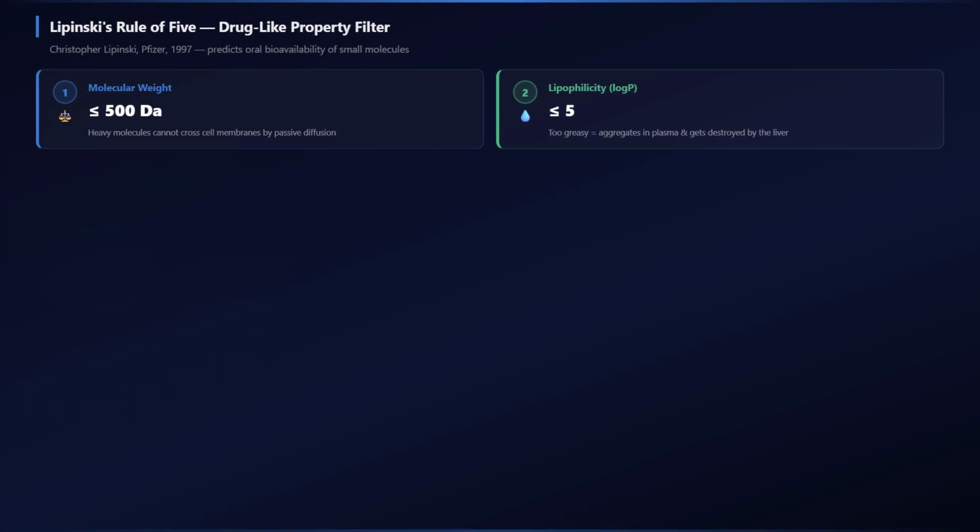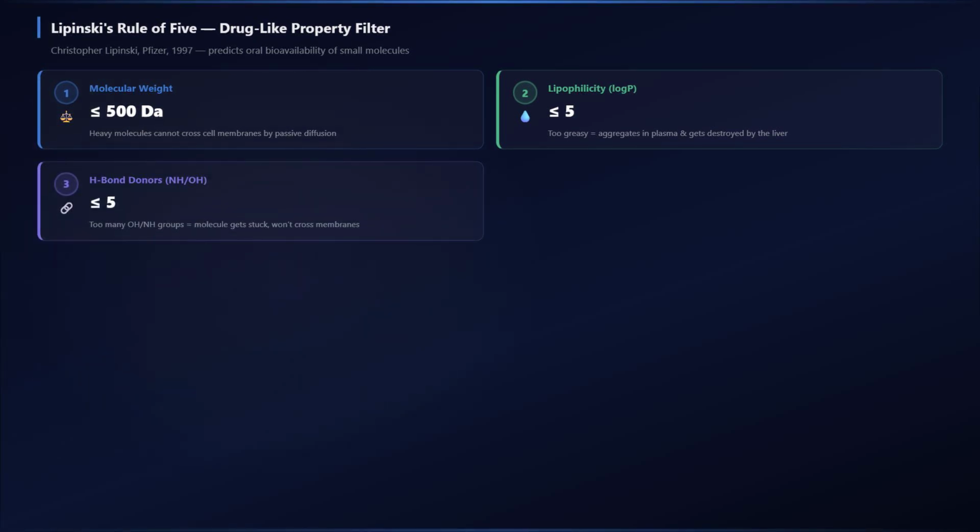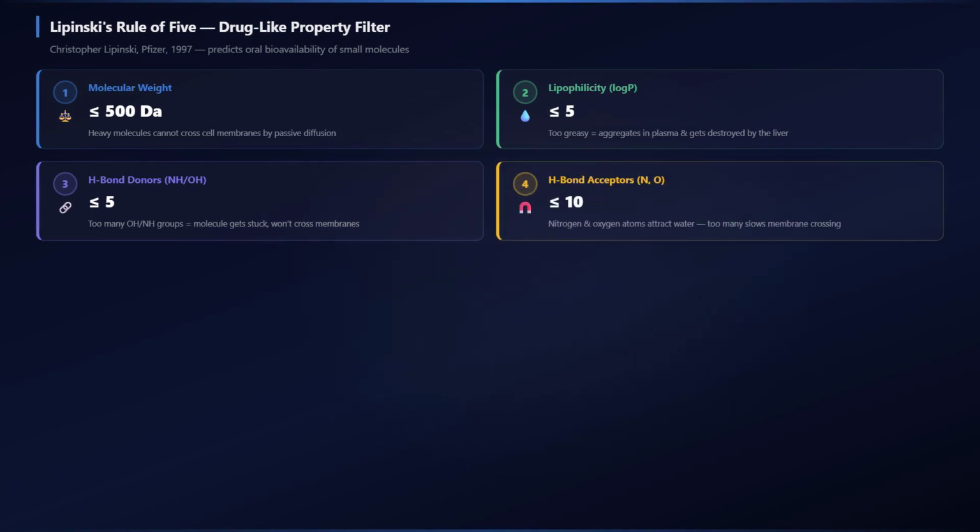Molecular weight of 500 Daltons or less. logP, a measure of lipophilicity, of 5 or less. No more than 5 hydrogen bond donors, meaning NH and OH groups, and no more than 10 hydrogen bond acceptors, meaning nitrogen and oxygen atoms.